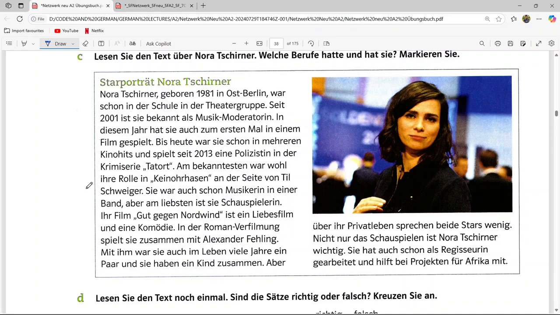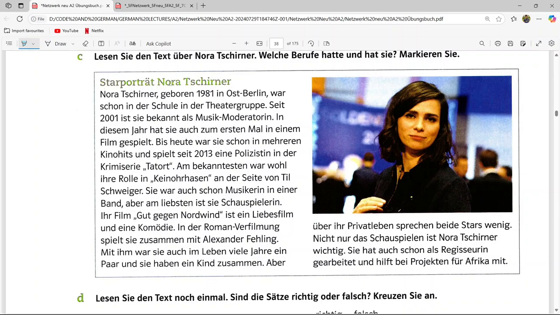Okay. Lesen Sie den Text über Nora Schiner. Welche Berufe hatte und hat sie? Markieren Sie. So read the text about this person, Nora, and which professions she had and now has. Okay, so let us read.